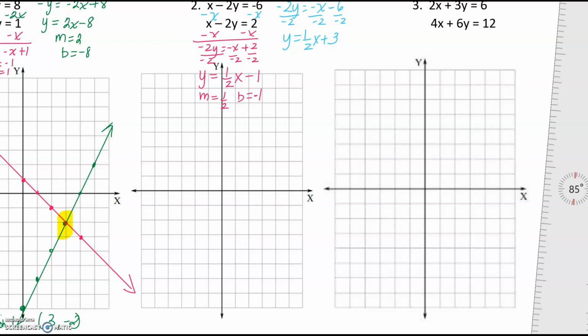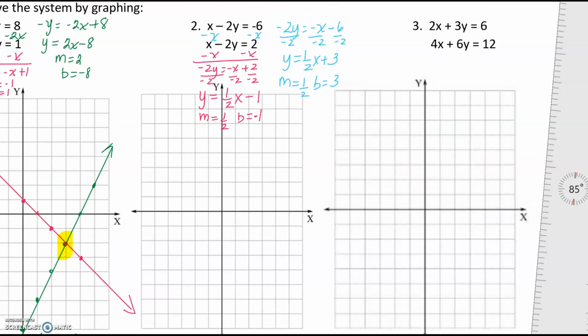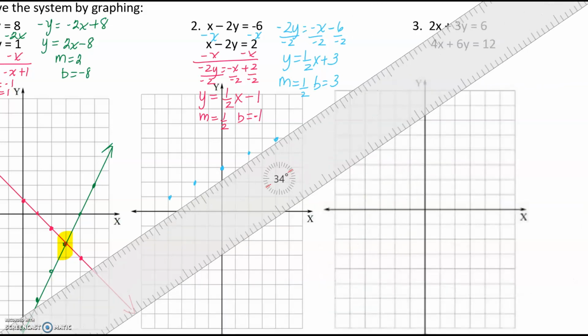For the blue line, I have the slope of 1/2, but an intercept of 3. So now I look, my slopes are the same, but my intercepts are different. That means I'm going to have parallel lines, which is no solution. I'll graph the blue one first. 1, 2, 3. From there I go up 1 over 2, up 1 over 2, down 1, left 2, and I draw my line.